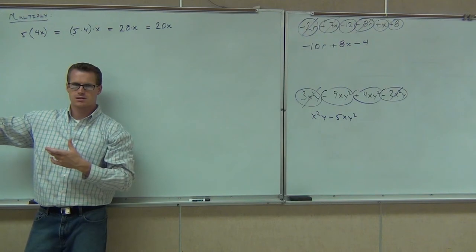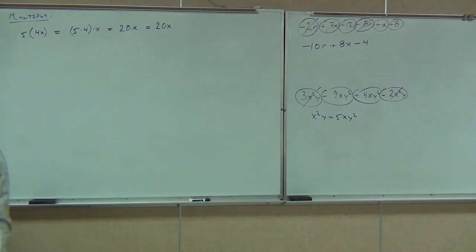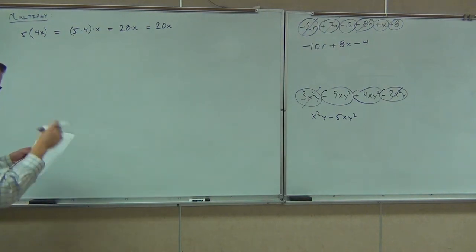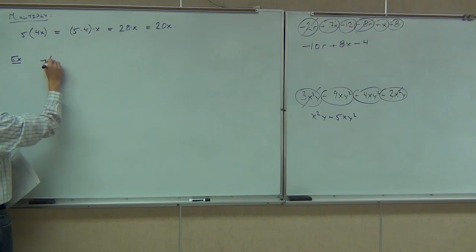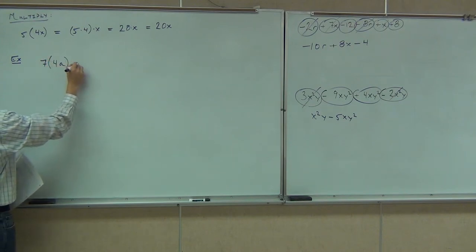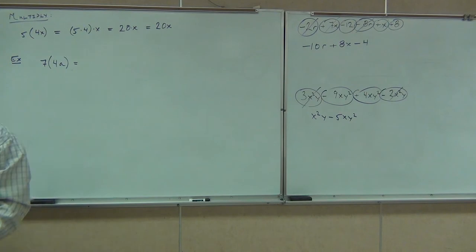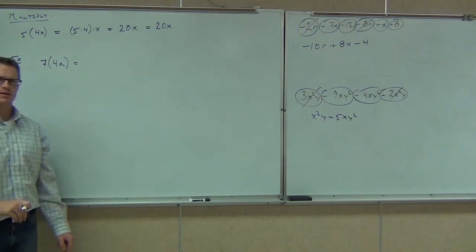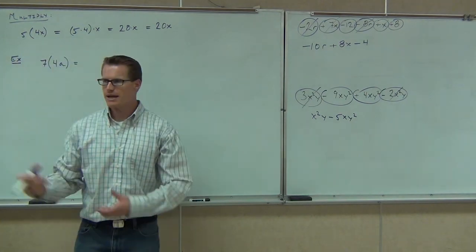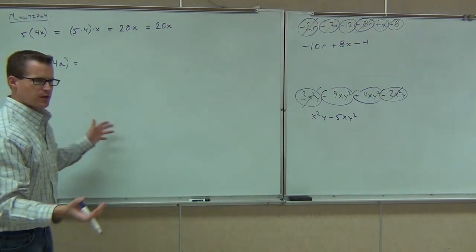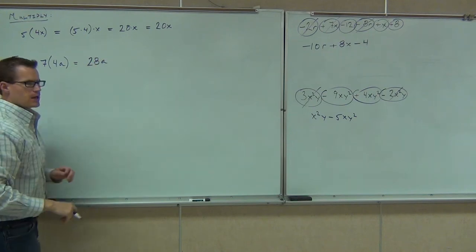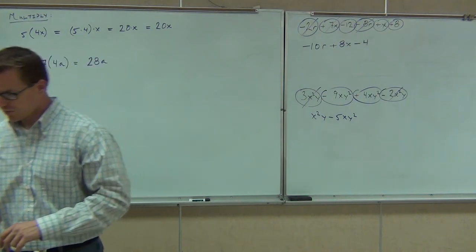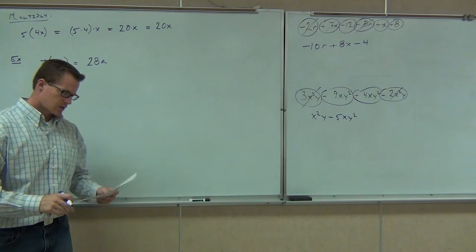You with me on this? Let's do a couple more of these things, and then we'll call it a day in about 5 minutes or so. Let's try this one. 7 times 4a, how much do you think that's going to be? 28. Good. The a's not going to change. That's not becoming squared or anything, nothing crazy. We're just going to have 28a. We multiply that constant times that variable, specifically the coefficient, and we're good to go.